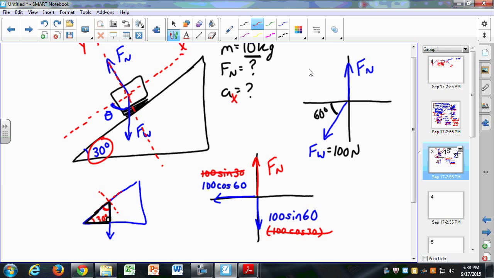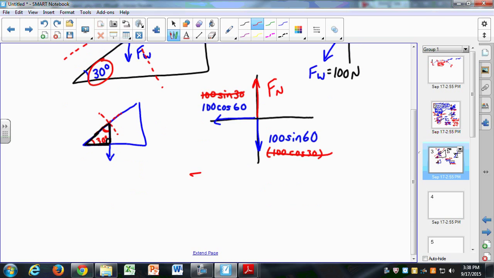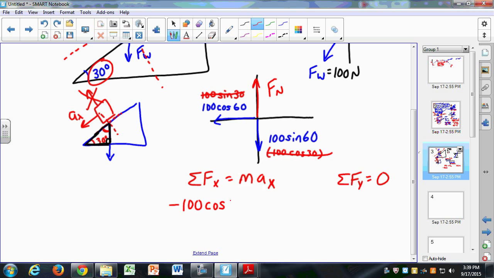Now I've found my x and y components. Now I write my sum of the forces in the x direction and sum of the forces in the y direction. I know in the y direction that this is equal to 0. In the x direction, it's equal to m a_x. I just know that this block is moving in this direction, but it's not moving in that direction. It's accelerating in the x direction. All right? The sum of the forces in the x direction is going to be negative 100 cosine of 60 equals m a_x.